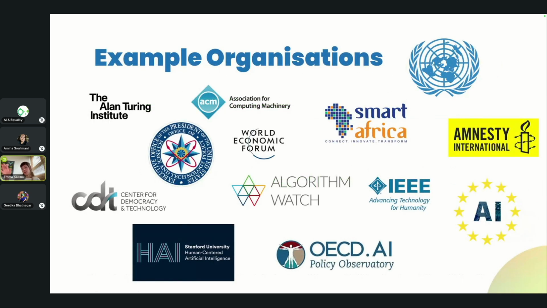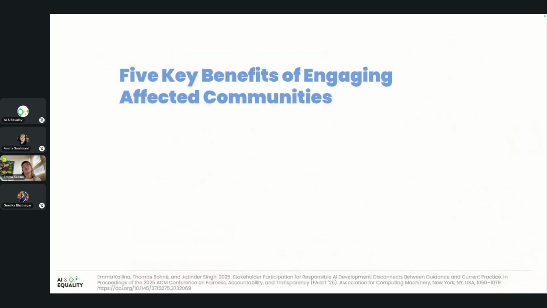Then I looked at guidance from different organizations. It was like 30 different ones. These are just some examples. And I found that they expect to promote 5 key benefits through engaging affected communities. The first one is to rebalance decision power.